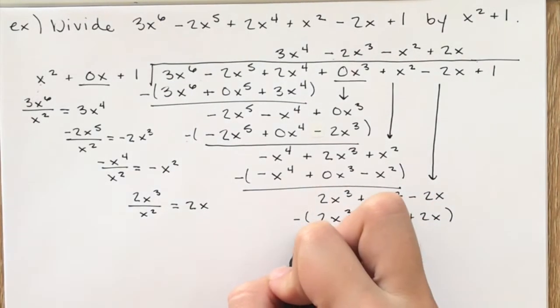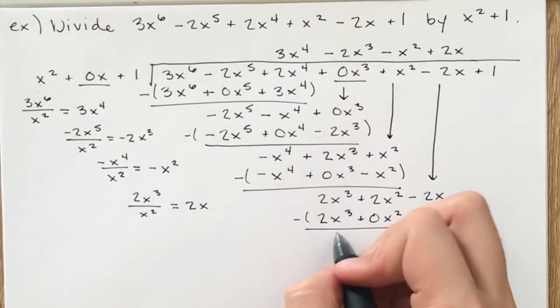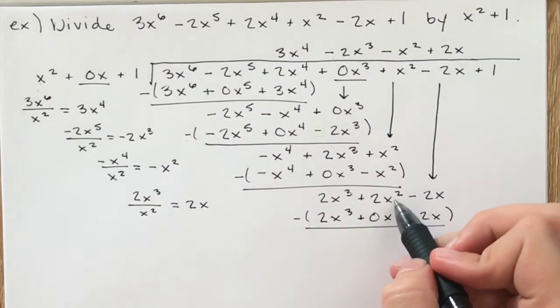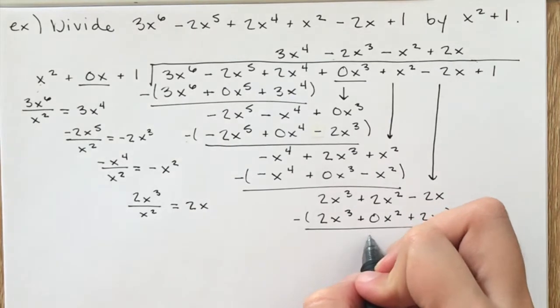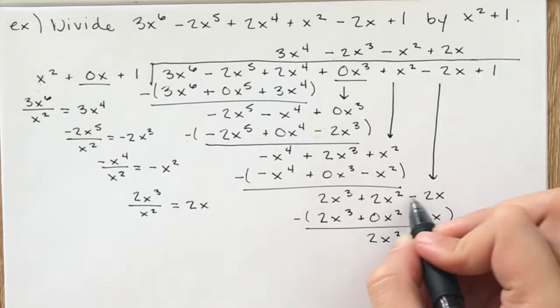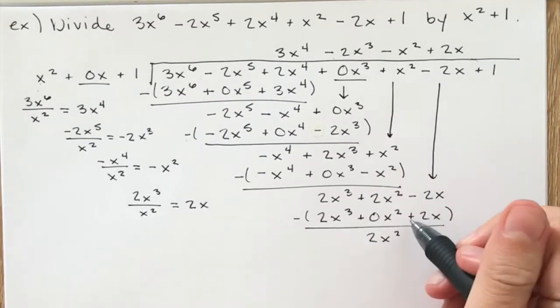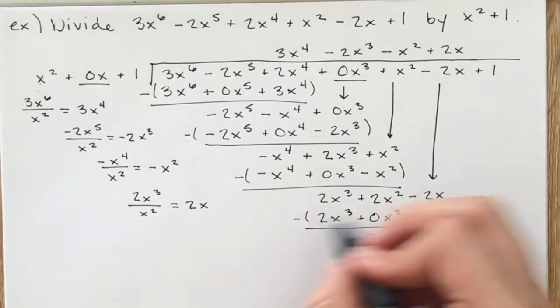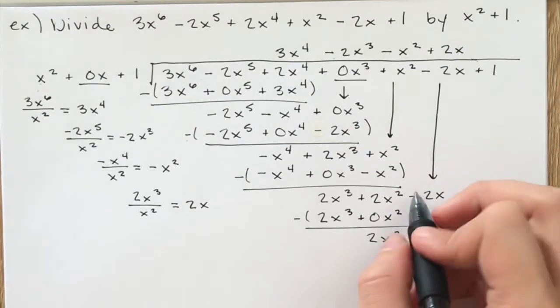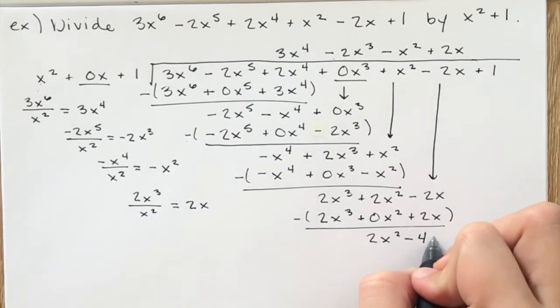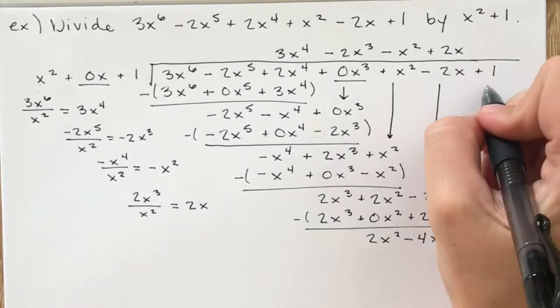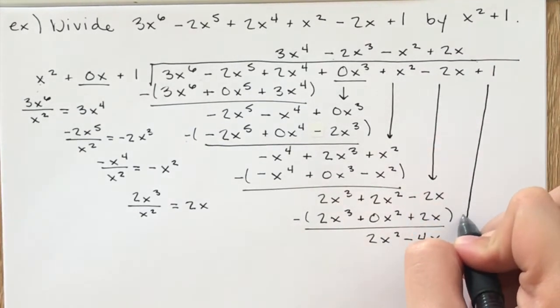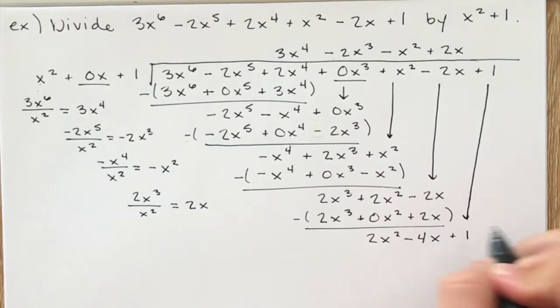I'm subtracting. These guys will cancel. 2x squared minus 0x squared is 2x squared. Negative 2x minus positive 2x is minus 2x, so we have negative 2x minus 2x, or negative 4x. And then we bring down this plus 1.